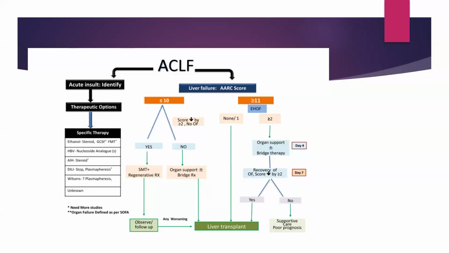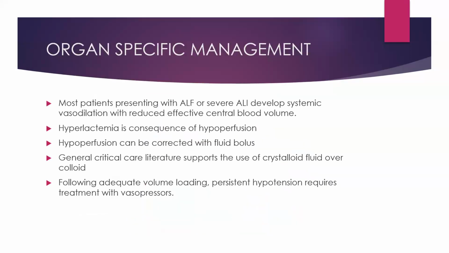And if the score is more than 11 and there is also organ involvement, then first we should give supportive treatment for that organ, and also bridge therapy. If the patient is improving, then we should take the patient for liver transplant, and if the patient is not improving, then we should continue with supportive management and explain the poor prognosis to the relatives. Till now we have seen how to manage the patient if he's a candidate for liver transplant, and now we will see the organ specific management.